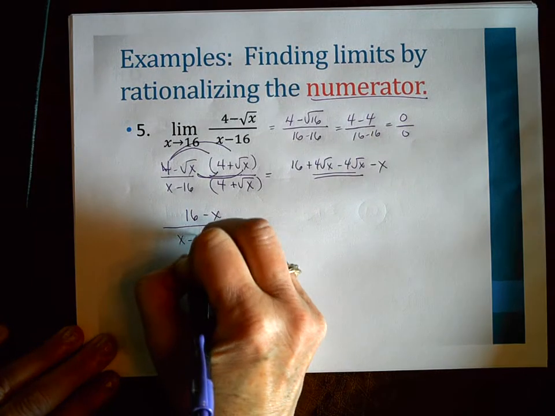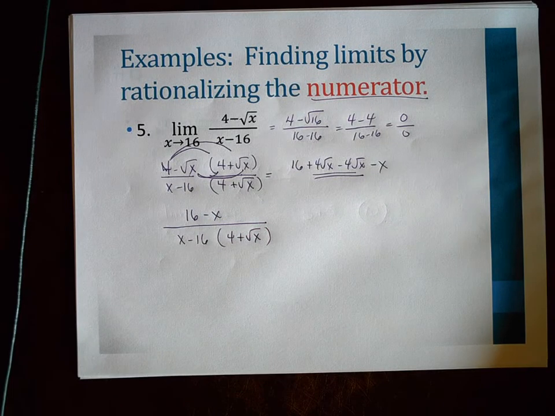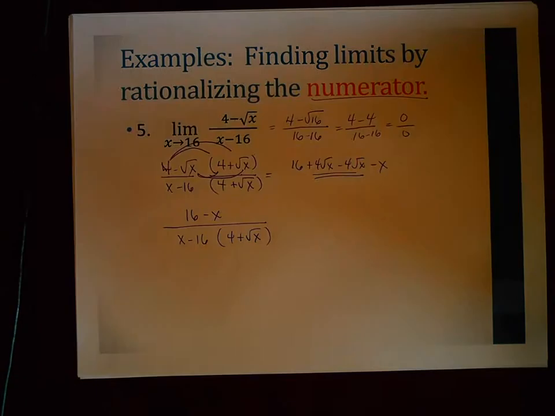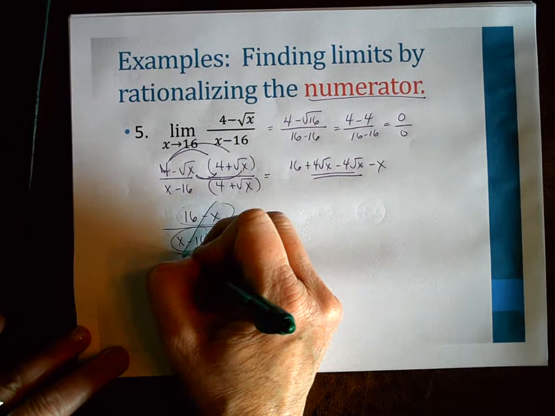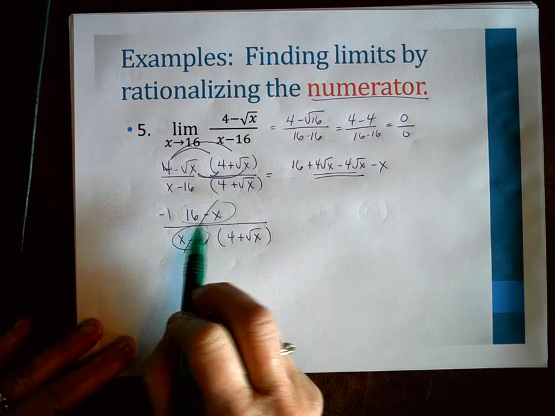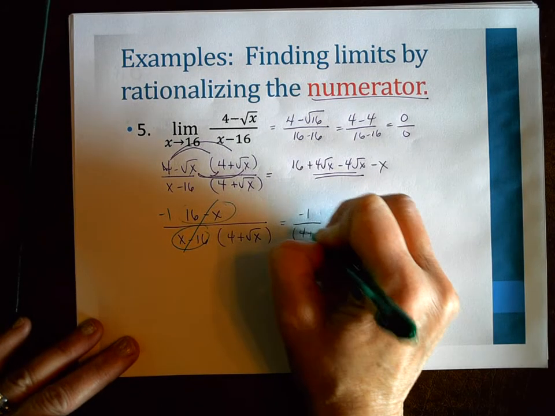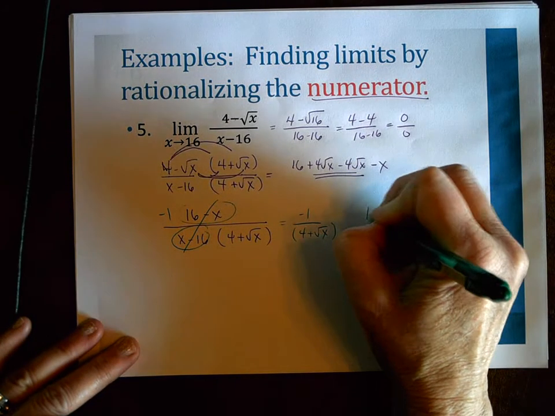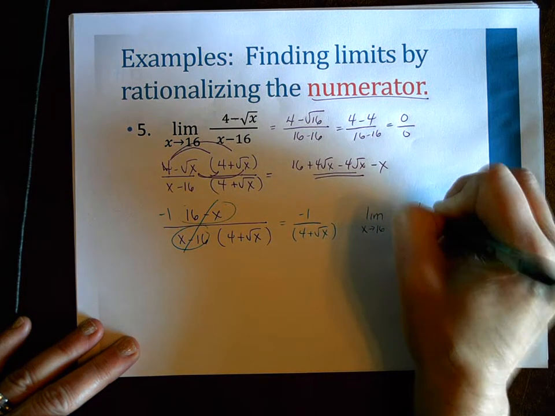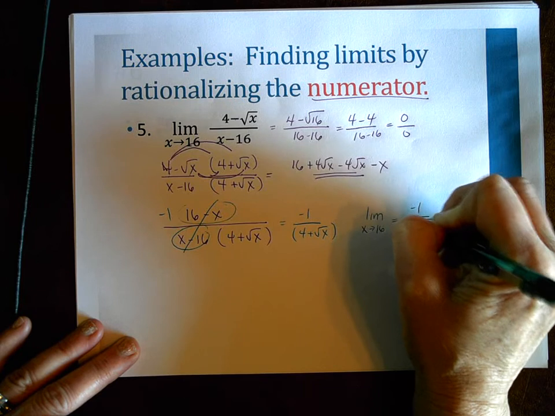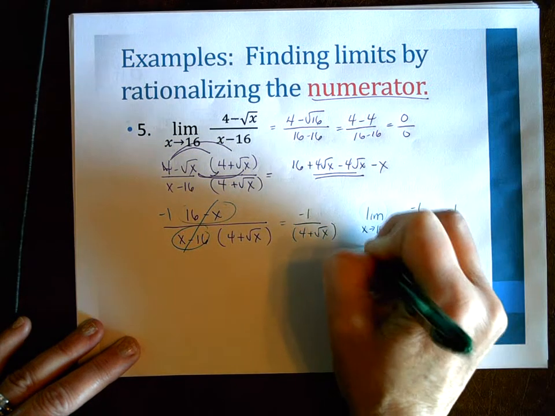On the denominator we had this. I haven't multiplied it out yet. I'm never going to. So we're stuck with this right now. Well, these are opposites. So you actually can cross cancel, but you have to put a negative 1 because they're opposites. So you're left with negative 1 over 4 plus radical x. And now we're going to actually use direct substitution. So we have negative 1 over 4 plus the square root of 16. That's negative 1 over 4 plus 4, or negative 1/8.